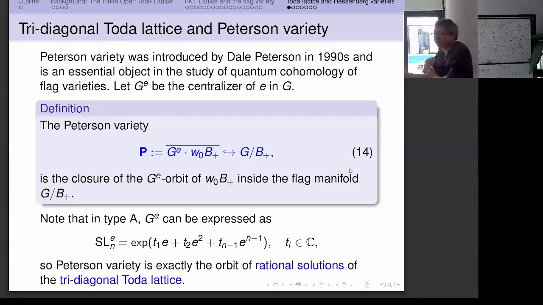Okay. So if you remember what I told you before, for example in type A, what's this G^E? So that's the other things that commute with E, right? The simplest one is the powers of E. The powers of E is just a shift. So you have the other off-diagonals identical, and then the t_i are arbitrary constants. That's if you take any t_i that's in the centralizer of E. So that's exactly, if you use this guy SL_N, E, and push this w_0, exactly the solution of the Toda lattice.